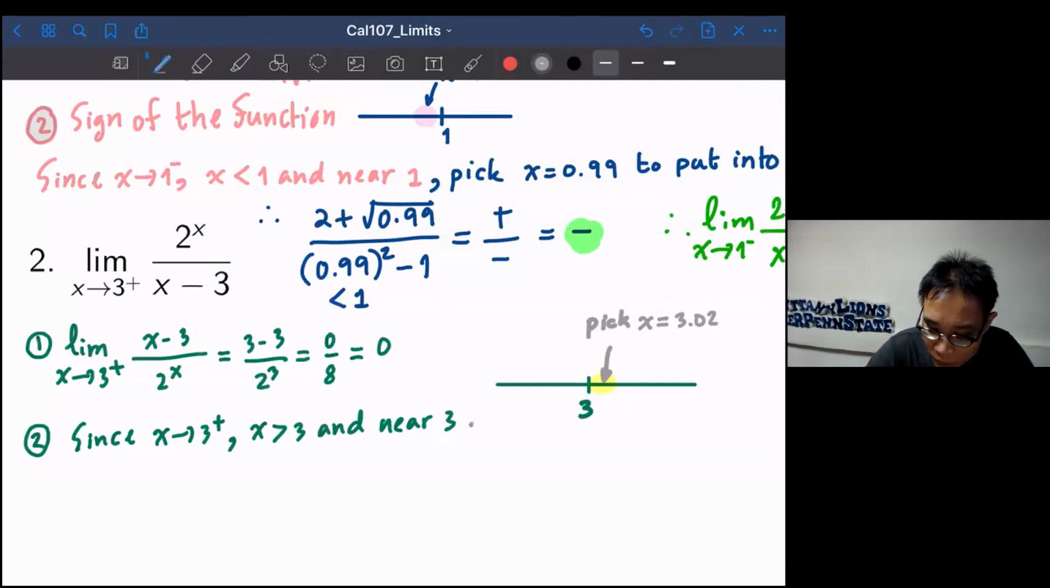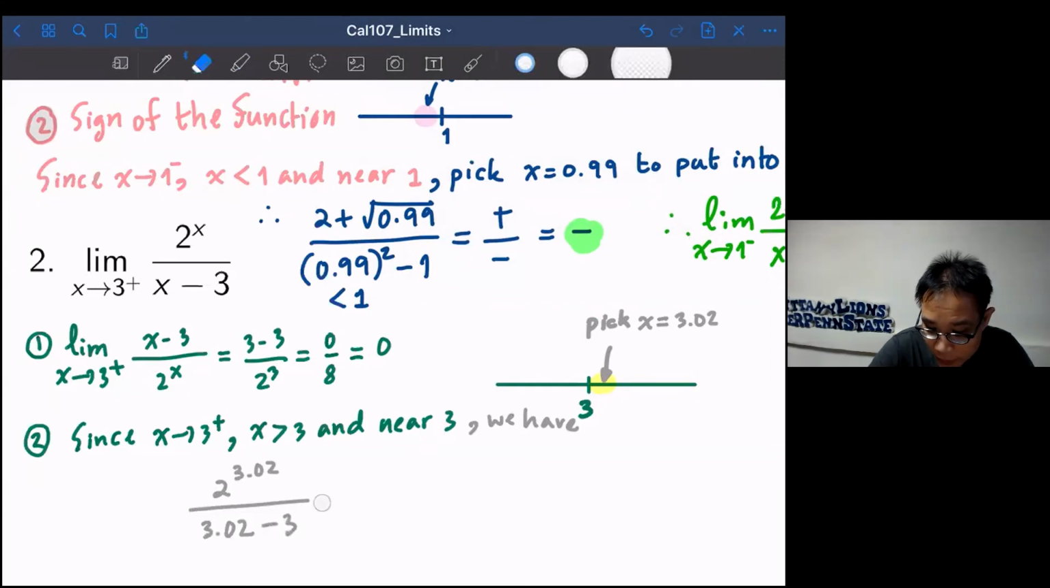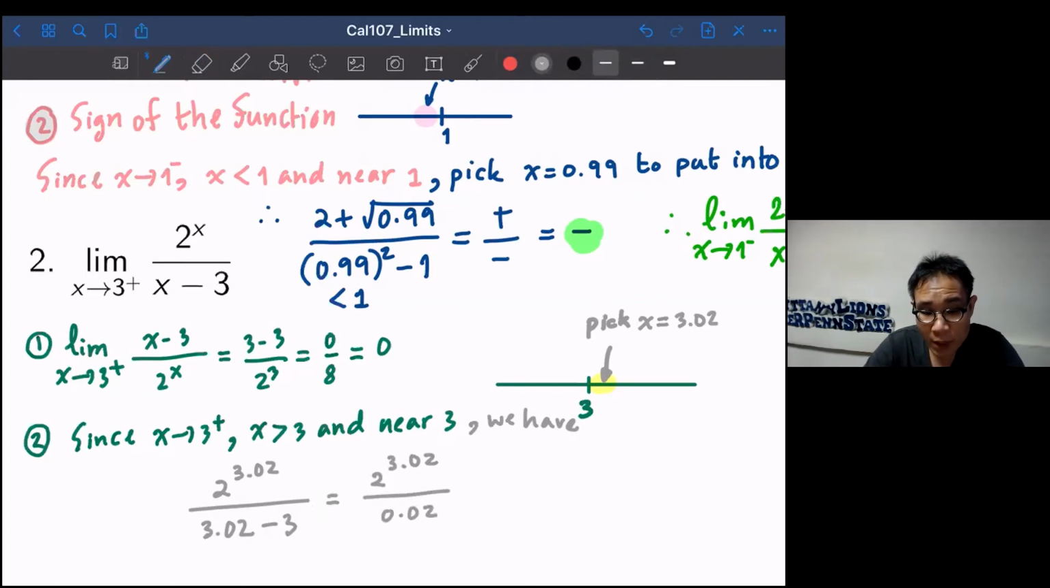So you put it into the function. We have 2 to the 3.02 over 3.02 minus 3. And this turned out to be 3.02 over 0.02. We don't care about the exact value, we just care about the sign. So in this case, it's going to be positive over positive.